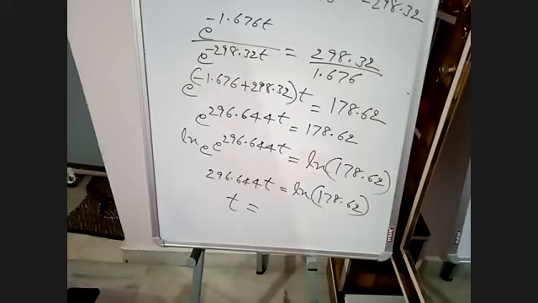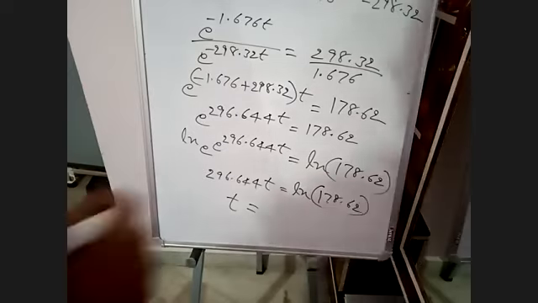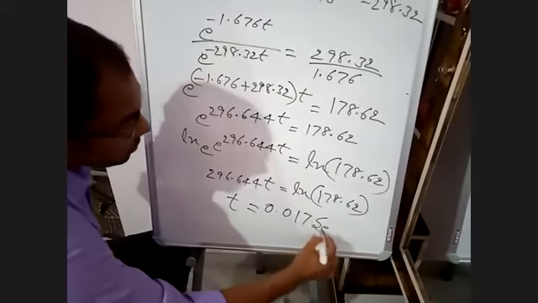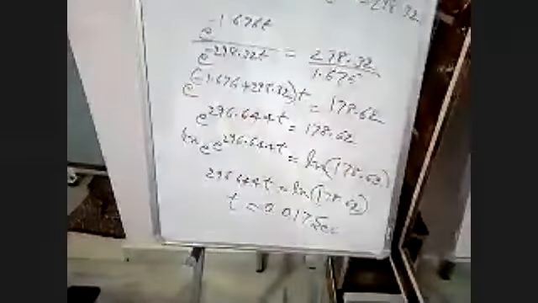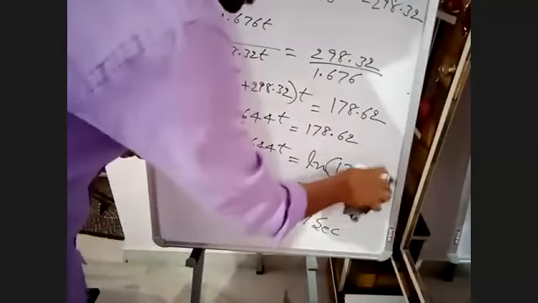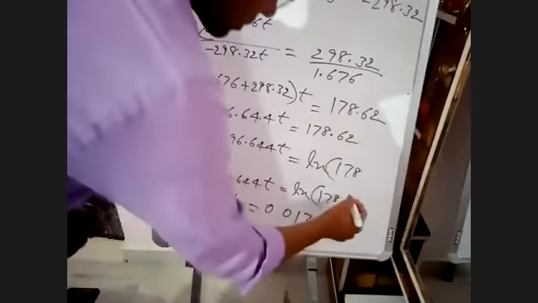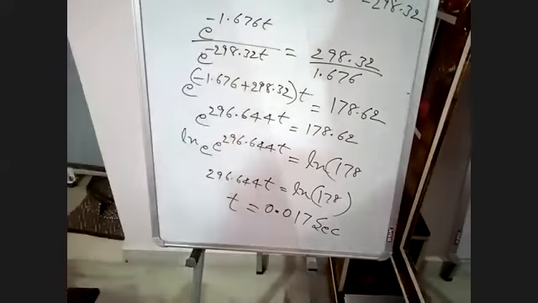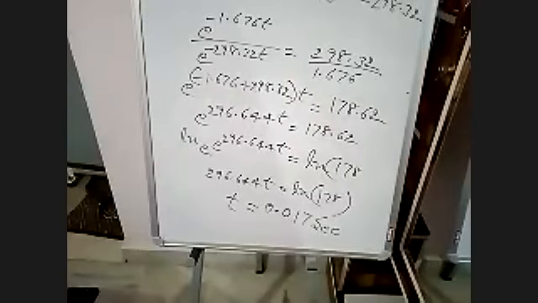Now tell me what is the time? Sir, 177.9. Okay, that means 178. I can take it as 178 approximately. We'll get 0.017. This is the time.